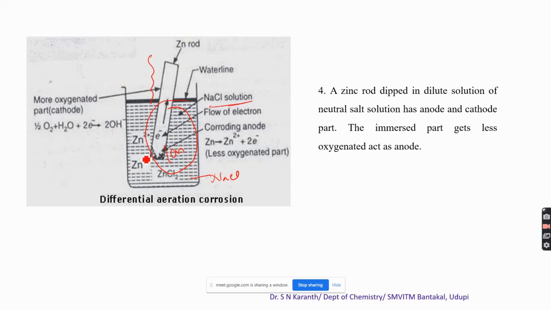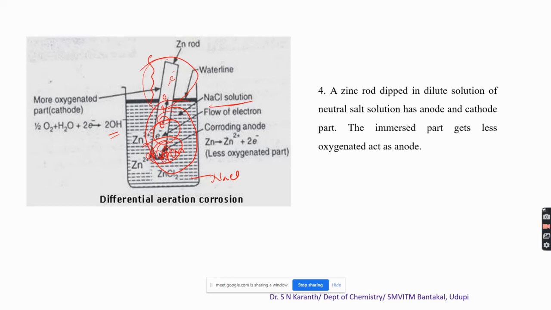And at the anode, the less oxygenated part, the metal dissolves in the form of metal ion and liberates electrons. This liberated electron moves towards the cathode, which is the more oxygenated part, and helps the reduction reaction. So hydroxyl ion is formed. The hydroxyl ion combines with zinc and the corrosion product is formed and gets deposited at the anode site. Okay, the immersed part gets less oxygenated and acts as anode. This is an example of differential aeration corrosion.